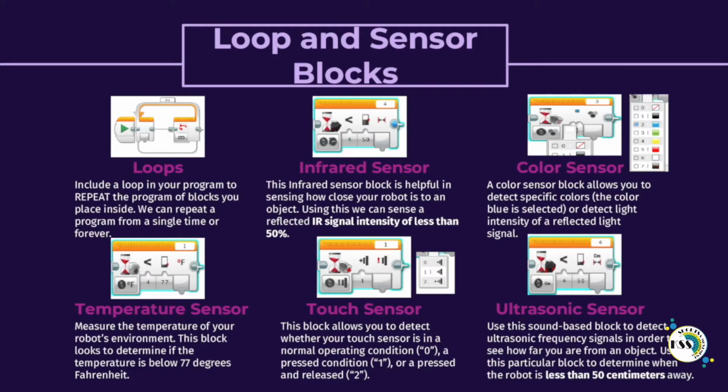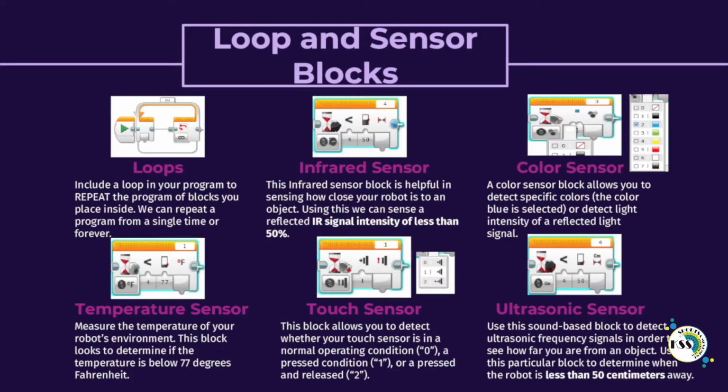The touch sensor block allows you to detect whether your touch sensor is in a normal operating condition, which is represented by a 0, a pressed condition, which is represented by a 1, or a pressed and released condition, which is represented by a 2.